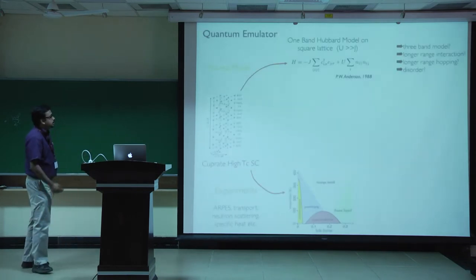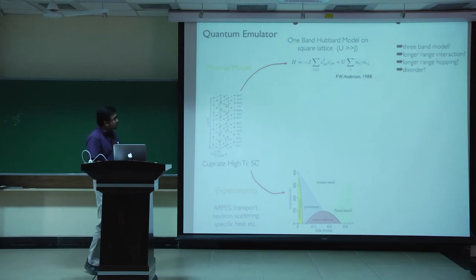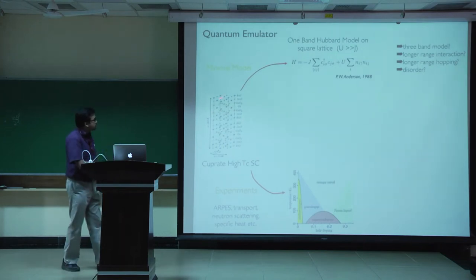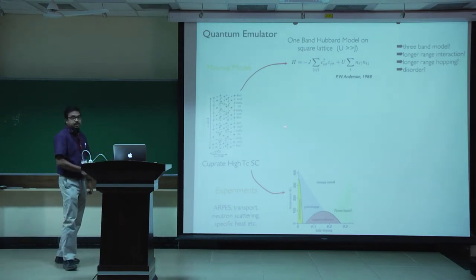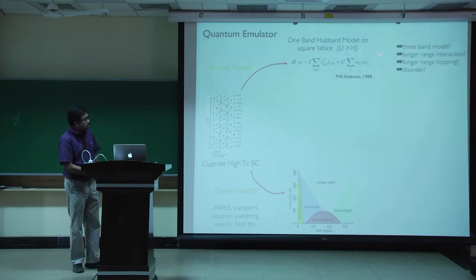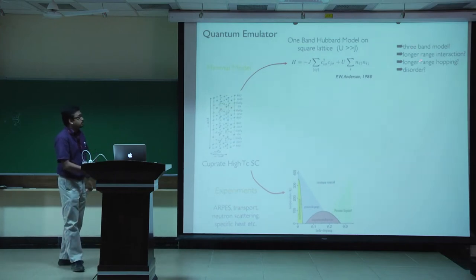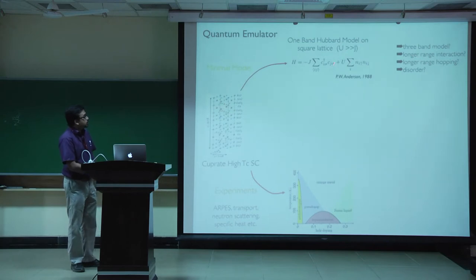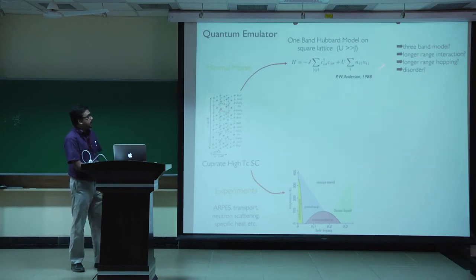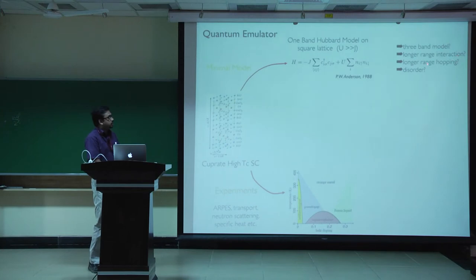Now, however, the thing to remember is when I go from this material to this model, I am throwing a lot of things out. Some people think, for example, we should do a three-band model. Should I only think about the local interaction, or is the long-range interaction important?